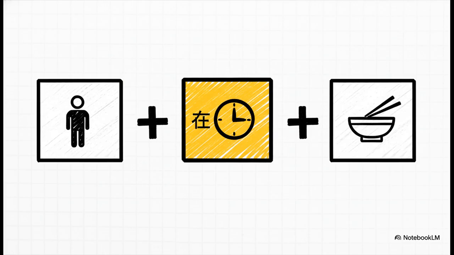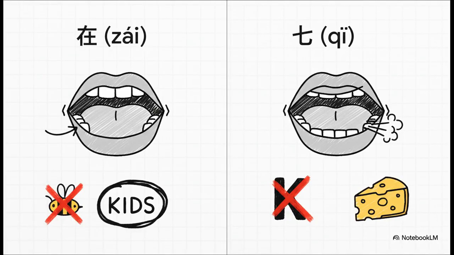我在7点吃饭. Great. Now let's try it with a more natural conversational rhythm. 我在7点吃饭. See how that time phrase just slots in perfectly between the subject and the verb? Okay, let's spend a minute on pronunciation, because getting these details right makes a huge difference.